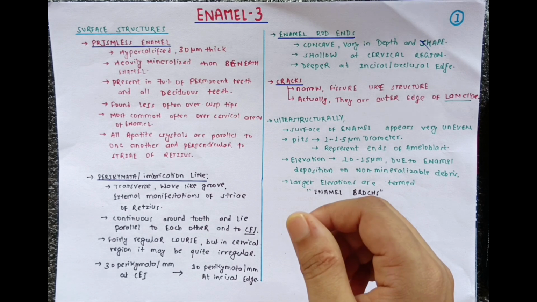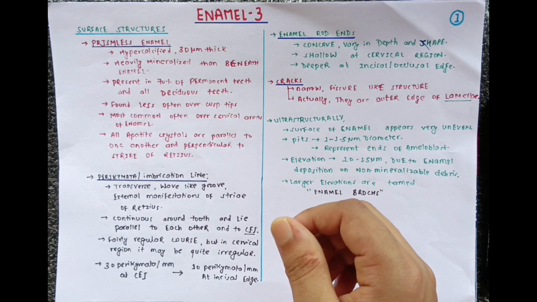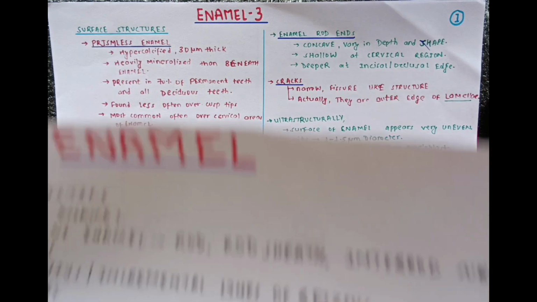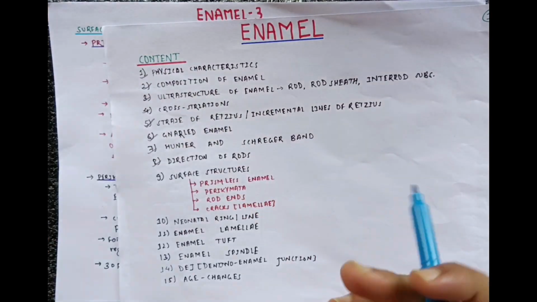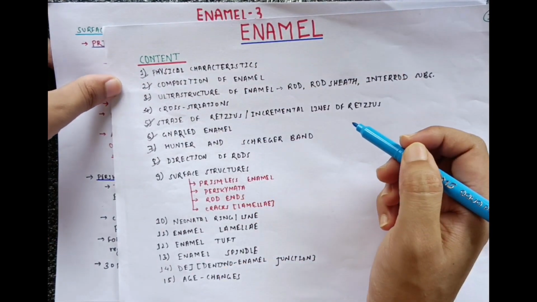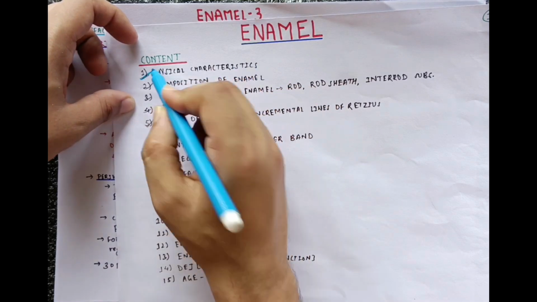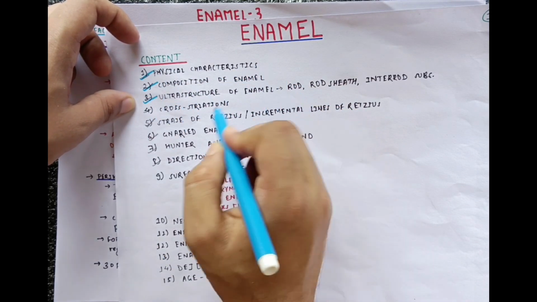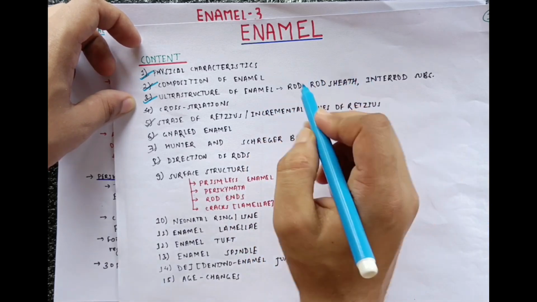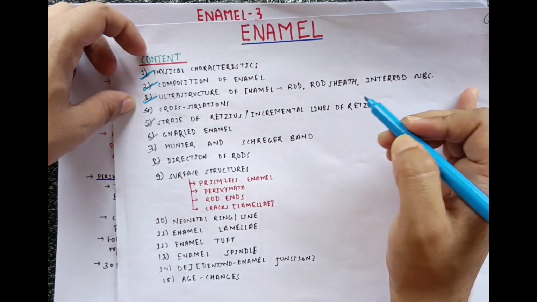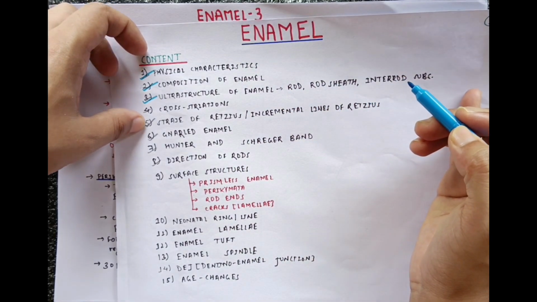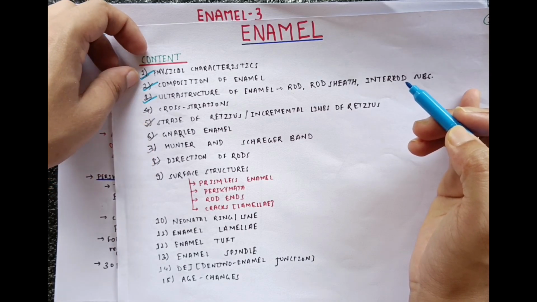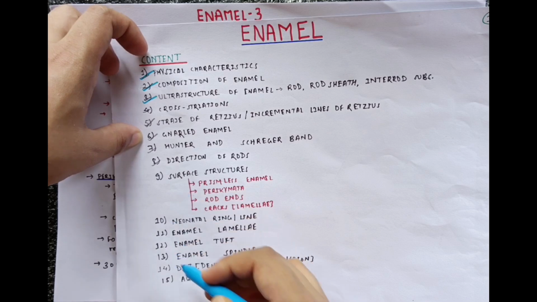So this is part 3 of the Enamel series, and in this video we will be discussing the remaining topics of this chapter. As I have shown in my first video, this is the content of this chapter. We covered the physical characteristics, composition of the enamel, ultrastructure of the enamel, that was covered in my second video, rod sheath and inter-rod substances. Similarly, the cross striations, striae of Retzius, gnarled enamel, Hunter-Schreger bands, and the decussation of rods. So we have covered all those topics, and in this video we will be covering the remaining topics.